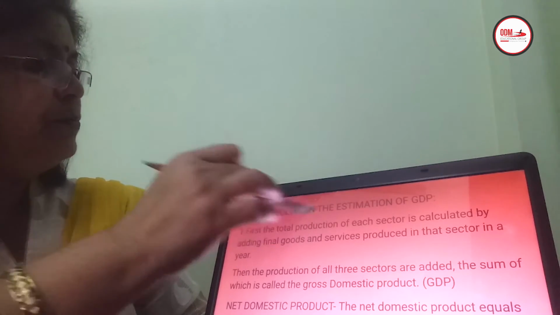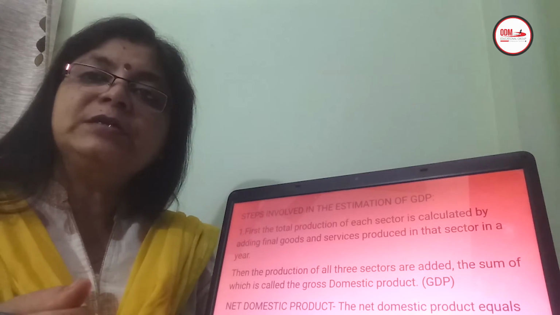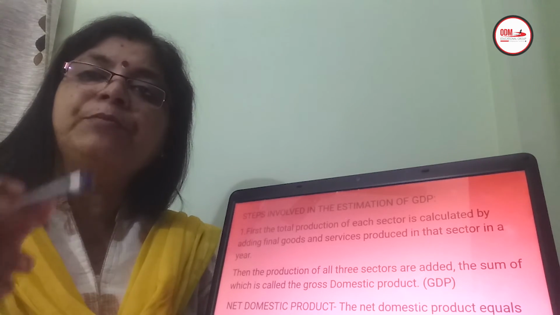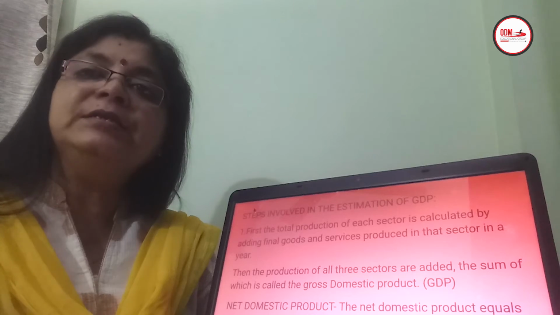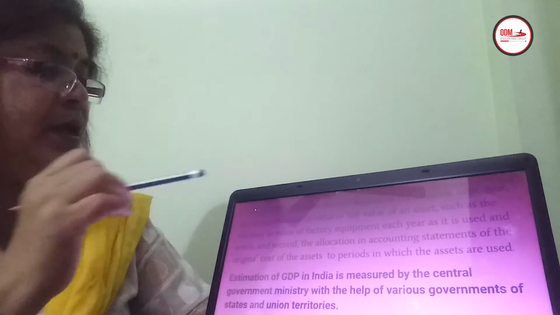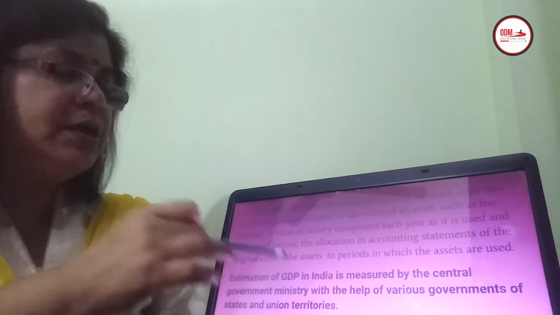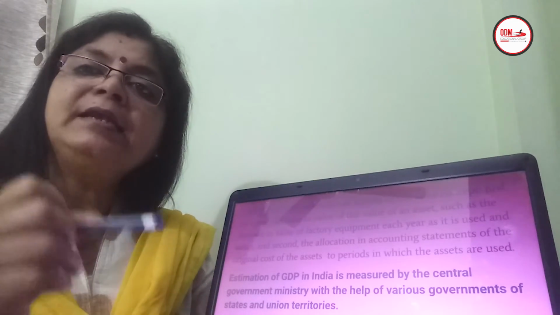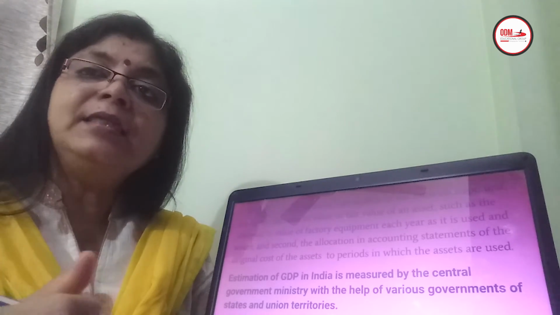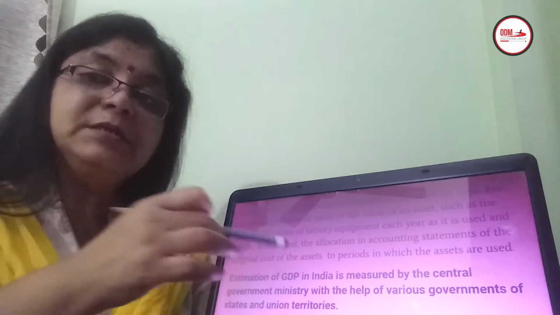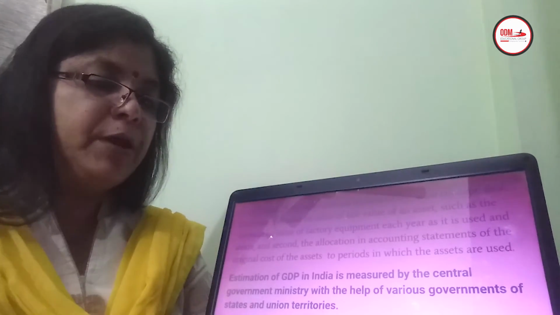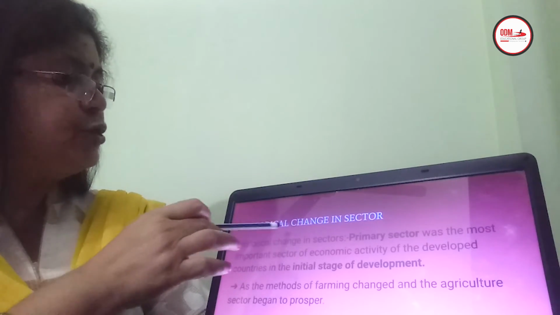Steps involved in the estimation of GDP. I have already discussed how to calculate the GDP. First of all, we collect the production of the different sectors. Then we add up the sum total of the production from the primary, secondary and tertiary sectors, and this is called GDP, gross domestic product. Who does this mammoth job? The central government ministry, with the help of the governments of the states and union territories. The states separately calculate and make the statistical data, and hand it over to the central government ministry. Then they sum up all of it and give the picture of GDP.